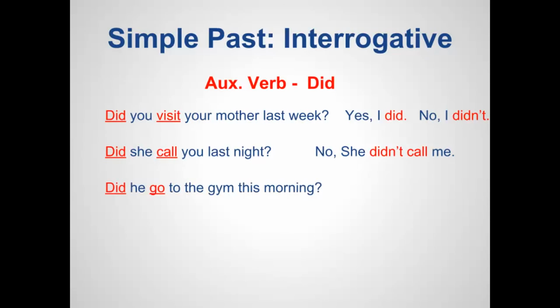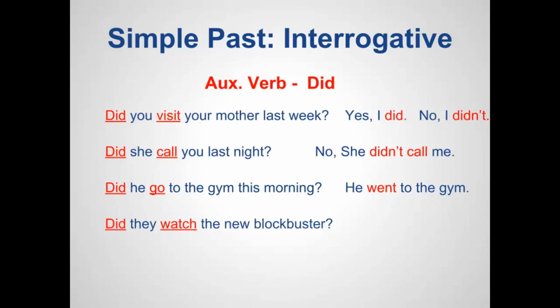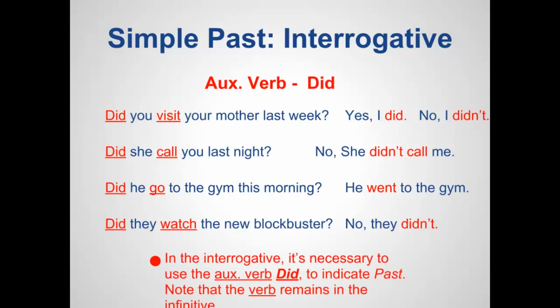Did he go to the gym this morning? He went to the gym, or yes, he did. Did they watch the new Blockbuster? Blockbuster is like a popular movie, you know, that's very famous. It's in the movie theaters. Did they watch the new Blockbuster? No, they didn't. Now pay attention. In the interrogative, it's necessary to use the auxiliary verb did to indicate the past. But the verb remains in the infinitive.